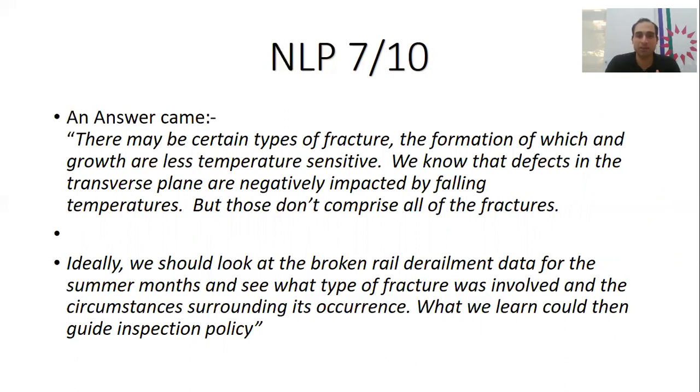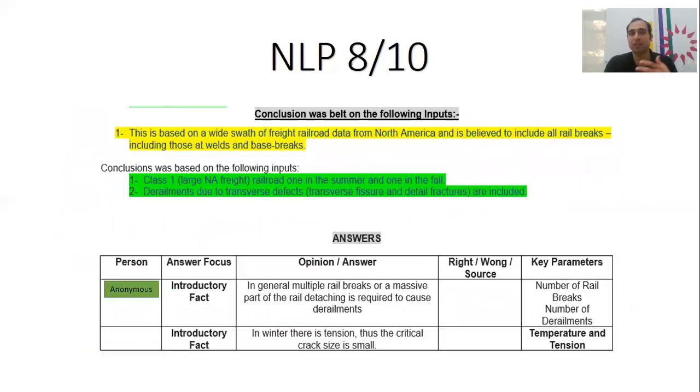So an answer came: there may be a certain type of fracture, the formation and growth of which are less temperature sensitive. We know that defects in the transverse plane are negatively impacted by falling temperature, but those don't comprise all of the fractures. So this sounded like a reasonable answer, not linking fractures or the broken rail only with temperature or only with summer months.